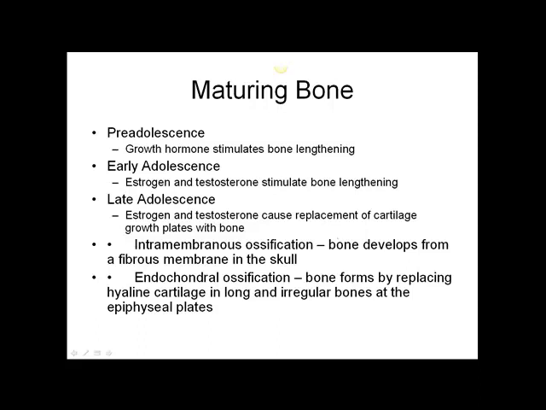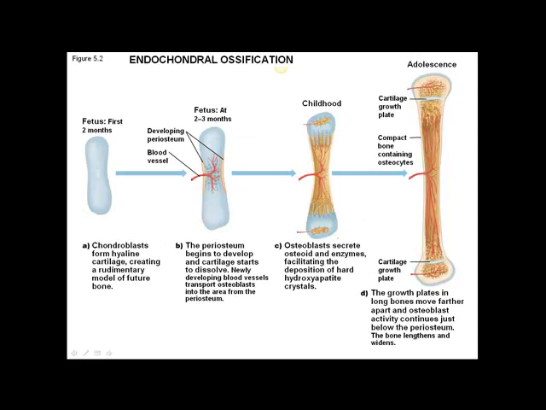So again, we have intramembranous ossification in the skull and the clavicles, and endochondral ossification. It replaces hyaline cartilage in the long and the irregular bones at the epiphyseal plates. Remember that ossification means ossify. That means hardening. So it turns that cartilage into bone. And that's the whole point. That's how we get our bones.